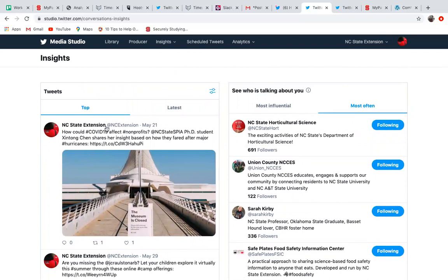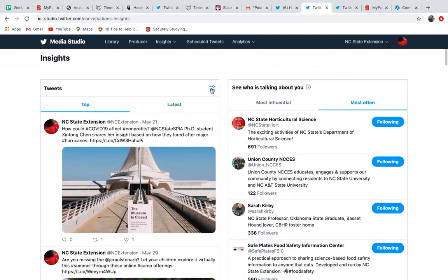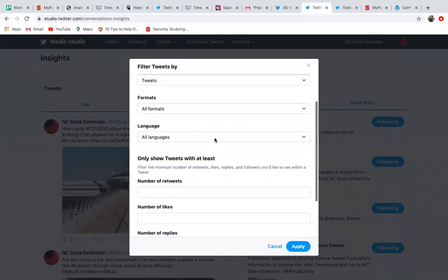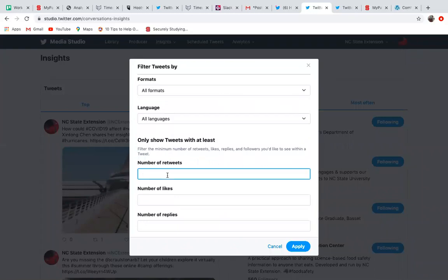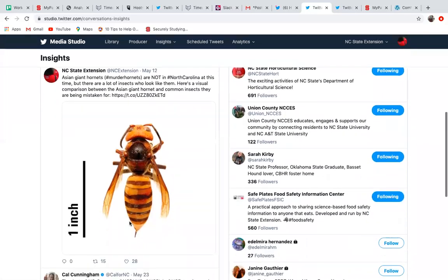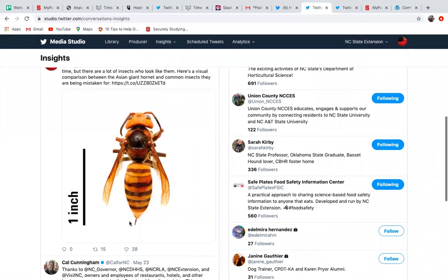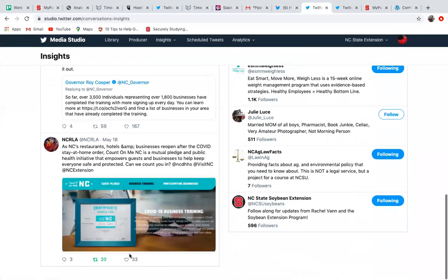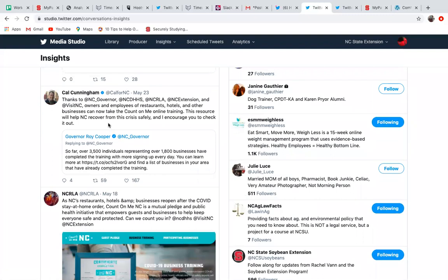Another way to look at your top tweets, here on the left, is you can filter this. You could say maybe only show tweets with at least 10 retweets. That's a pretty high number of retweets. And then again, I can see a tweet about murder hornets was pretty popular. I'm also seeing a lot about Count on Me NC. These tweets in particular were not from our account, but they're still mentioning NC Extension. So you can get an idea about the conversation that's happening.